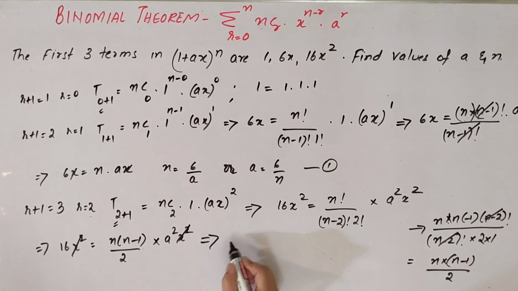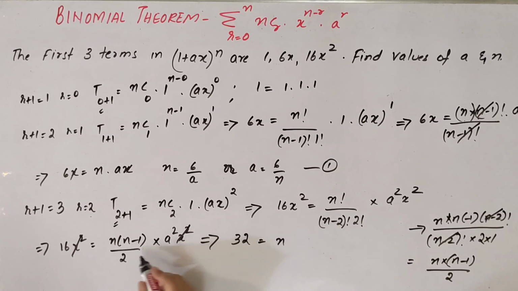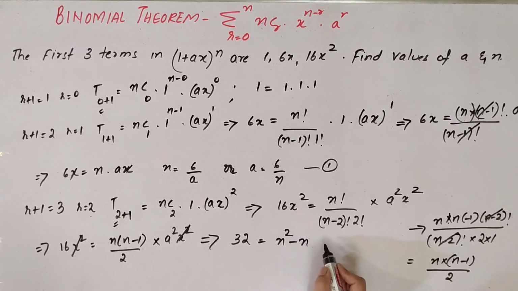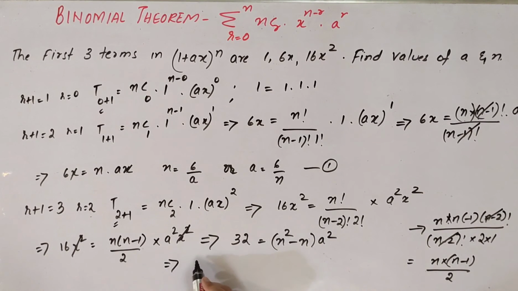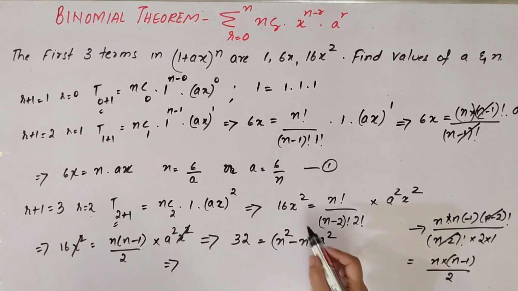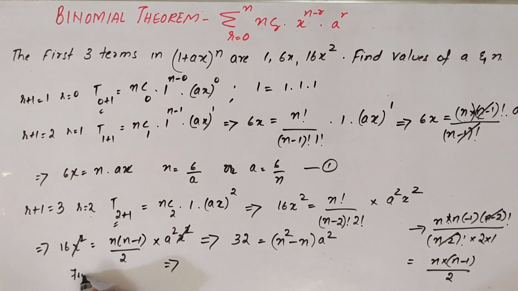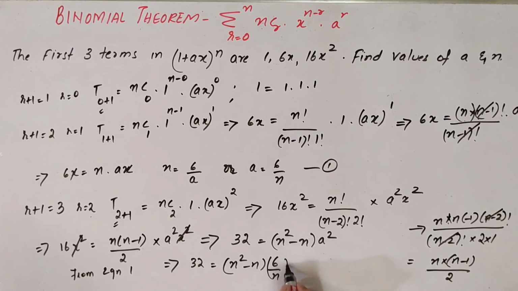So we have, let's take 2 there. So we get 32 is equal to n, let's multiply this, n square minus n into a square. So let's substitute a. a is 6 by n from equation 1. So from equation 1, a is 6 by n. So we get 32 is equal to n square minus n into 6 by n the whole square, because it's a square.